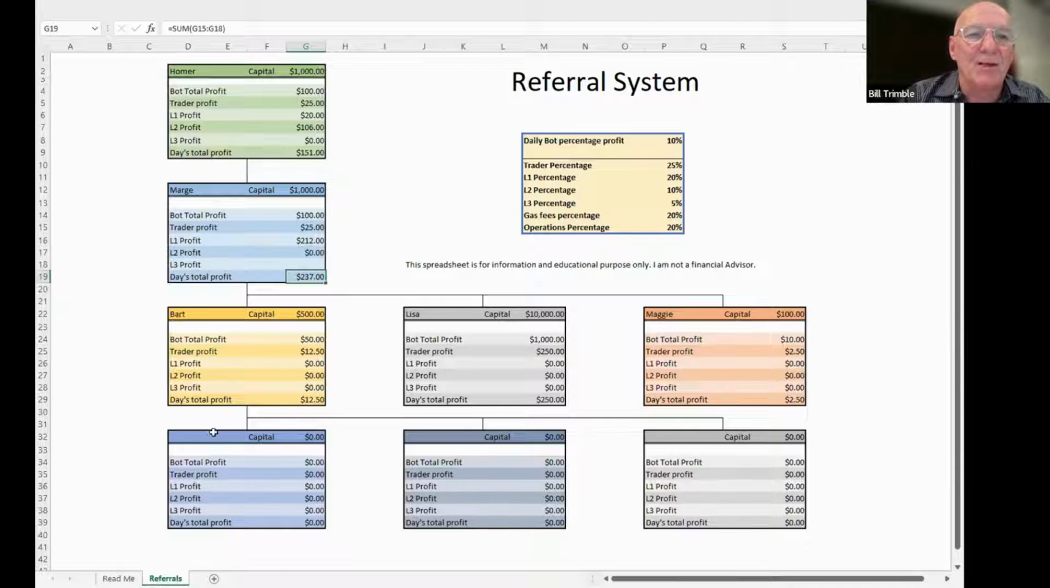Now, Bart, he's out and about. He knows everybody. So he is going to introduce Lenny. And Lenny's going to put in 1,000.